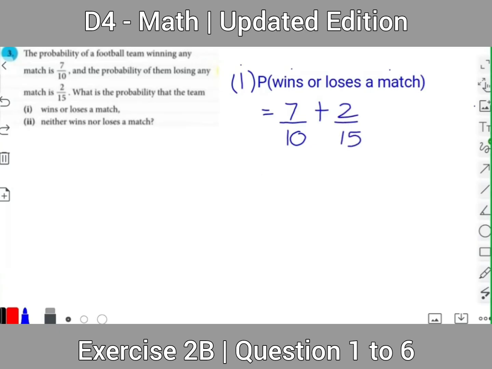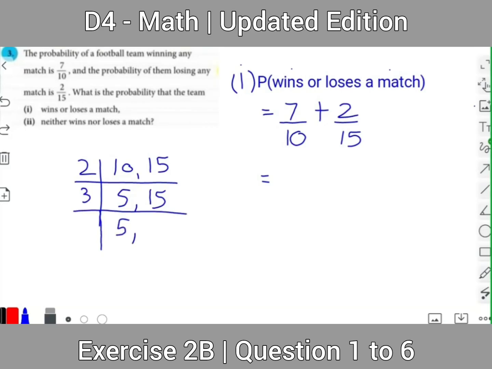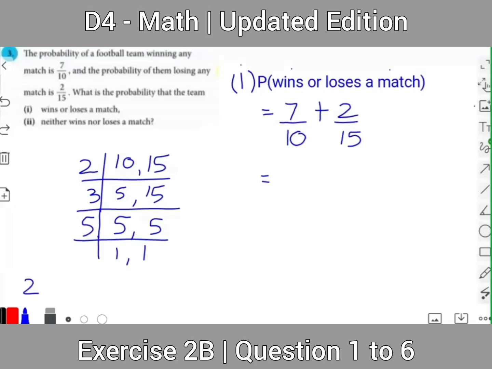Now here we will take the LCM of 10 and 15. 2 times 5 is 10, and here the 15 is 3 times 5. Now we have 2 times 3 times 5, and it will be equal to 30. So the LCM is 30.